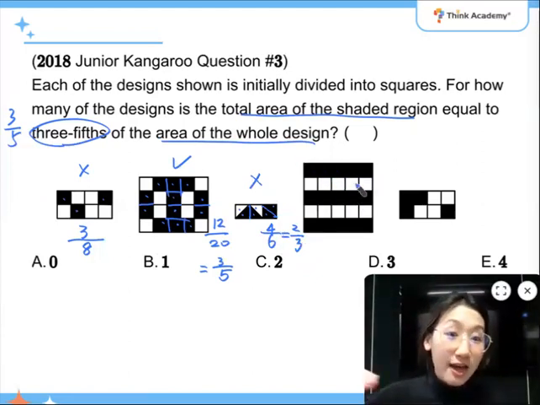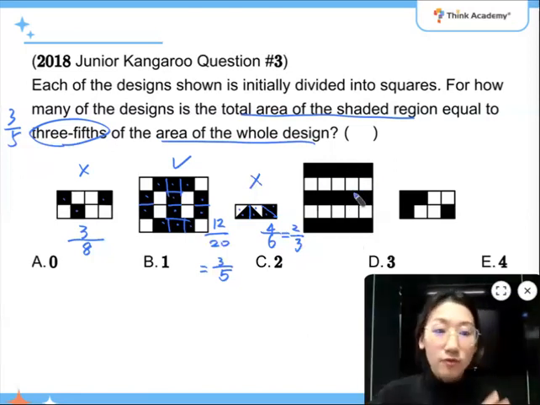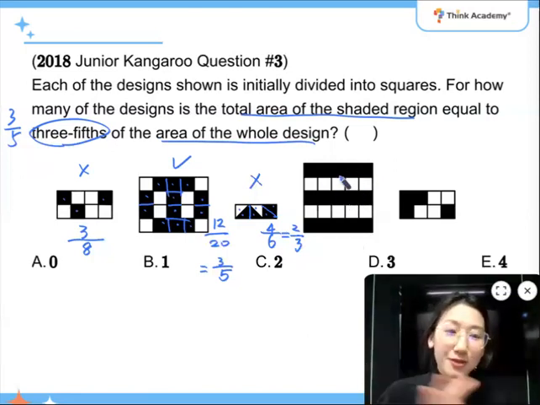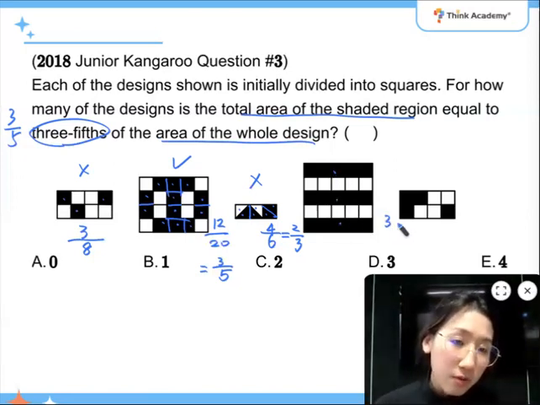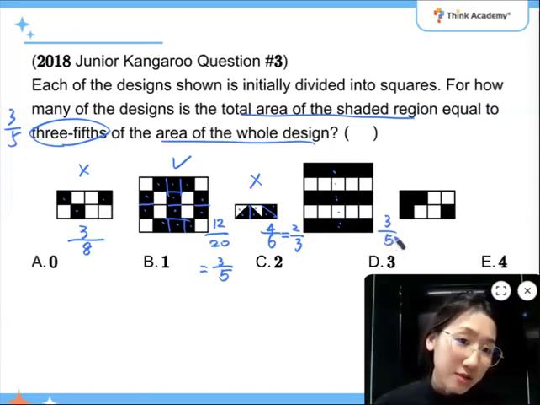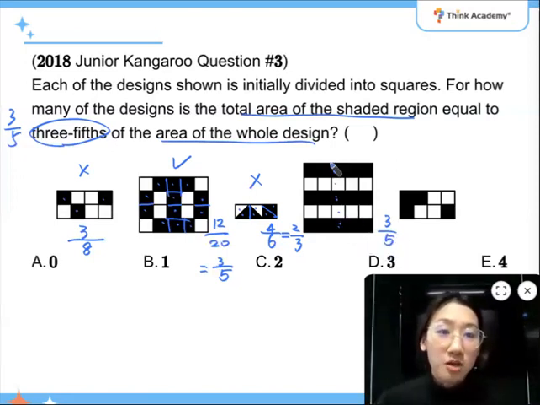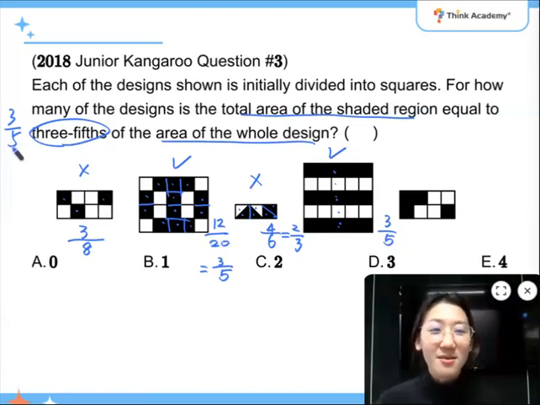And then for the fourth one, you actually do not need to count the squares. You can just look at how many rows are shaded, as all of the squares in a row are shaded. So in total, 1, 2, 3, 3 rows are shaded. And how many rows? 1, 2, 3, 4, 5. 5 rows in total. So that means 3/5 of the shape is shaded. And that is exactly what we want.